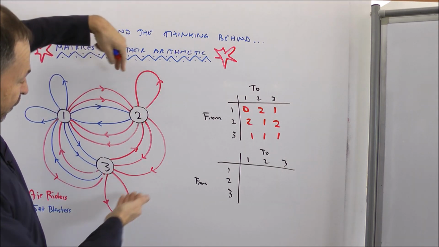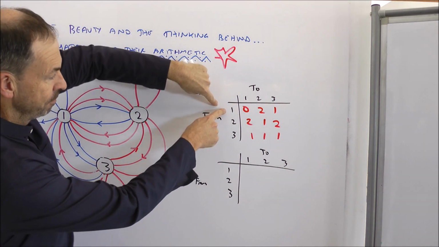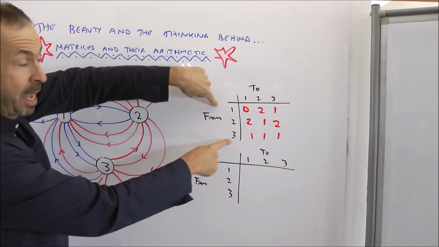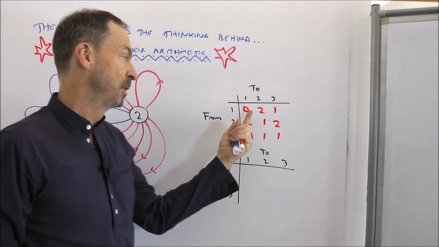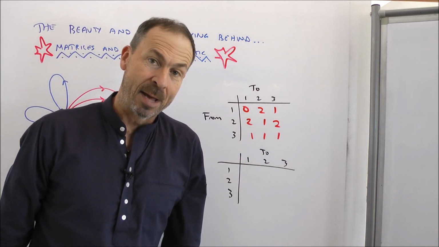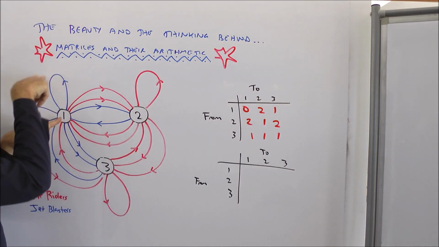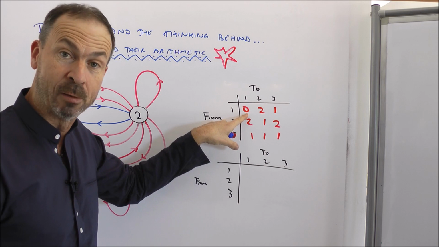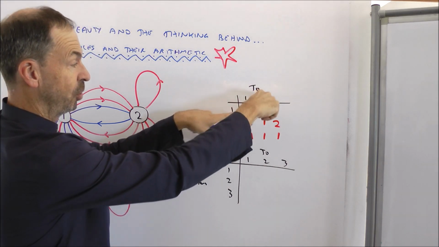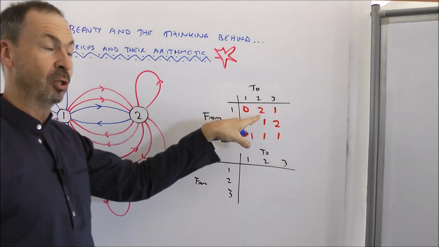For example, I've just focused on the Air Riders in red, and I've made a table here of all the cities you can come from. You can come from City 1, City 2, or City 3, and all the cities you can go to, City 1, City 2, or City 3. And what I've got in this table is all the routes that go between the various pairs of cities. For example, to go from City 1 to City 1, there are no routes in red that go from City 1 to 1. Air Riders offers no joyrides. But to go from City 1 to City 2, there's actually 2 different routes you can go from City 1 to City 2. 2 different routes.